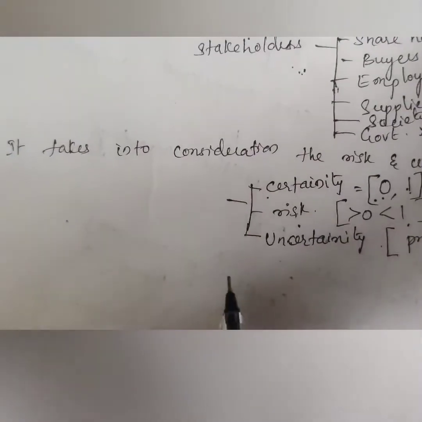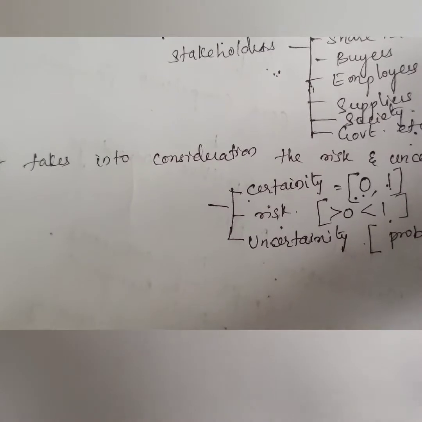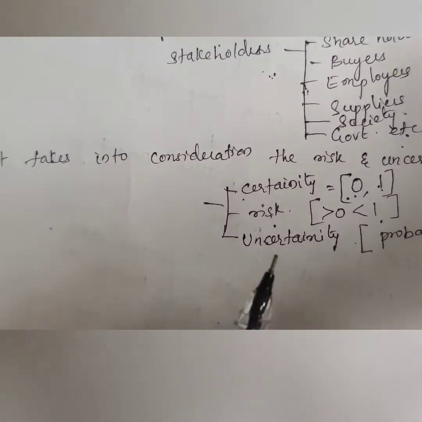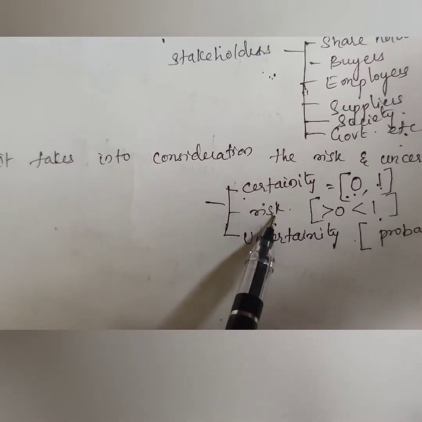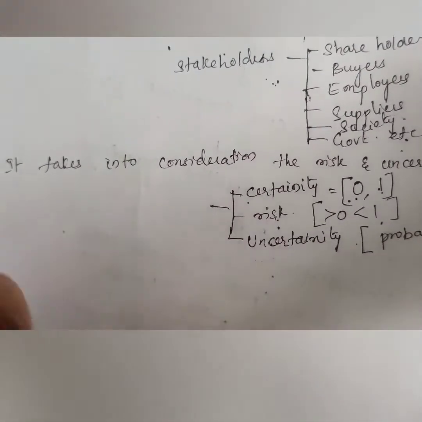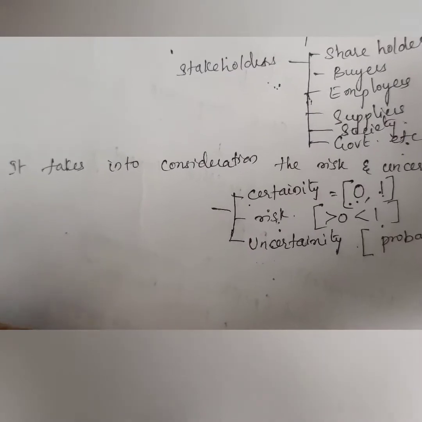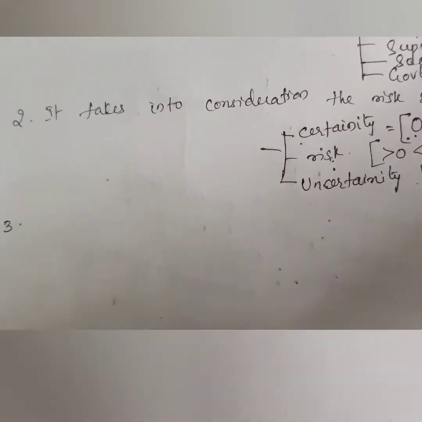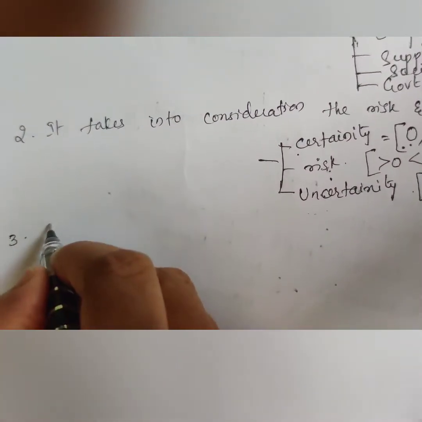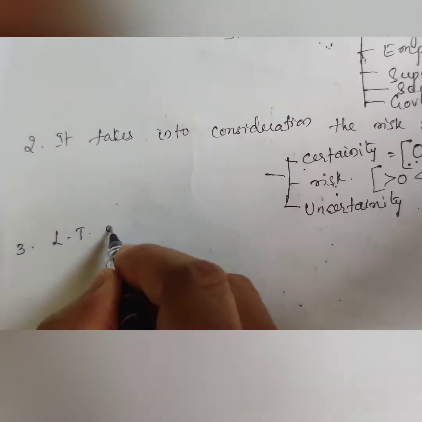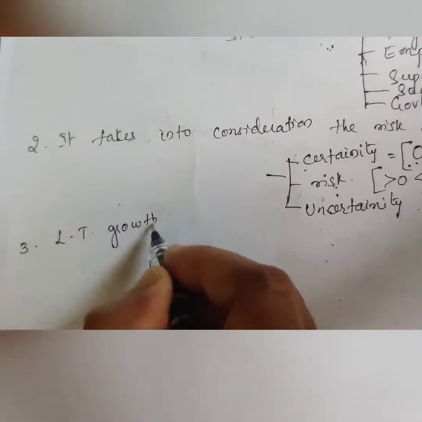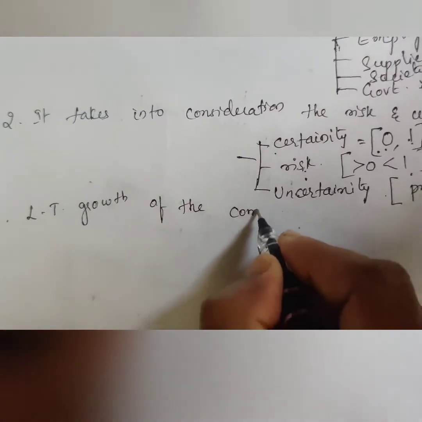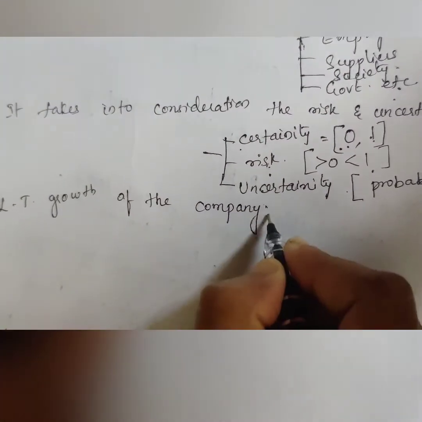Why? Because business is aimed towards the future and the future is uncertain. When uncertainty is there, uncertainty brings risk into the business. So wealth maximization takes into consideration the risk and uncertainty. So this is the second factor. And it aims at the long-term growth of the firm. So mainly it concentrates on the long-term growth of the company.